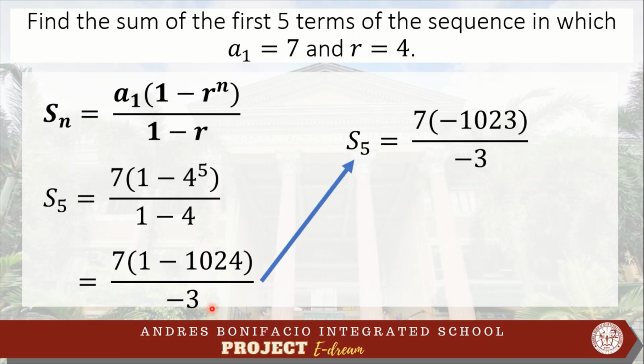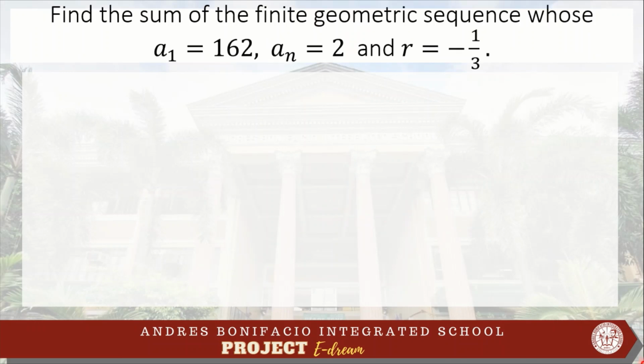We simplify further. So we have S sub 5 is equal to 7 times 1 minus 1024, which is negative 1023, divided by negative 3. To find the final answer, we have 7 times negative 1023 is negative 7161 divided by negative 3. So the sum of the first 5 terms of the given sequence is 2387. Let's have the next example.